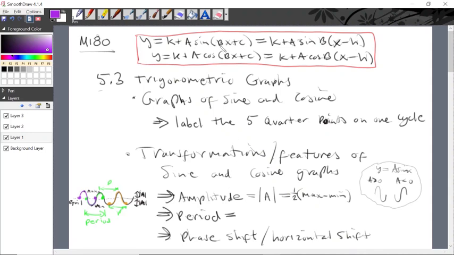So this B, recall, since it's being multiplied by the input variable x in this case, or it could be the input variable t, or whatever the input is, if we recall from transformations of basic graphs of functions, that's going to cause us to have a possibility of a horizontal reflection, as a reflection over the y-axis.